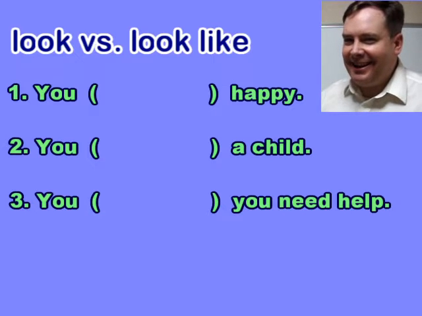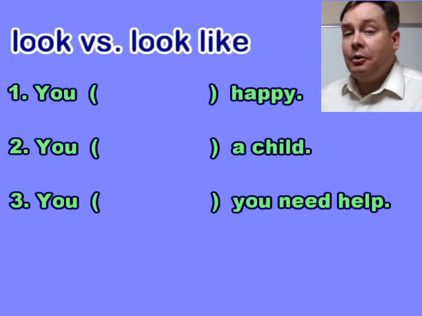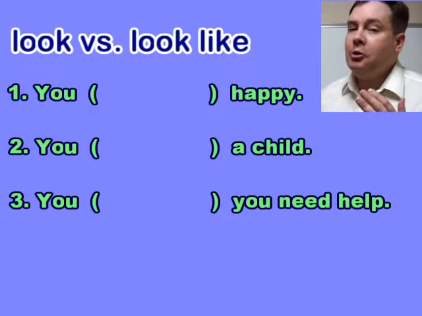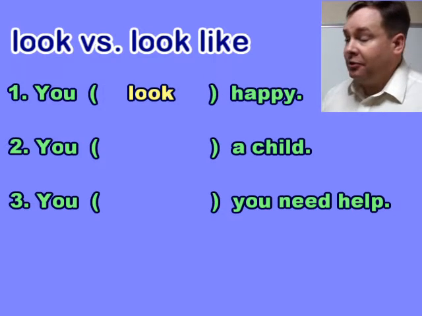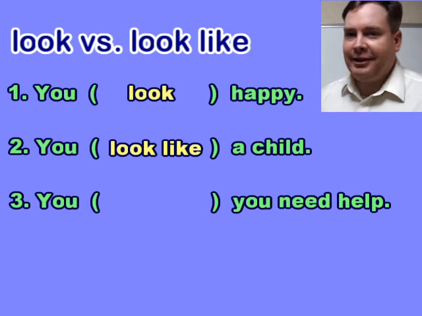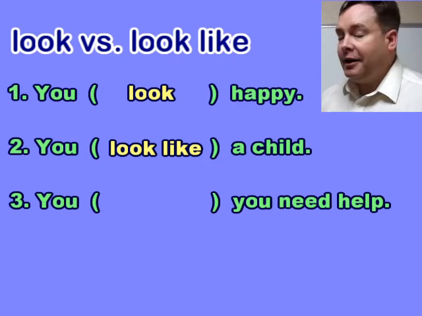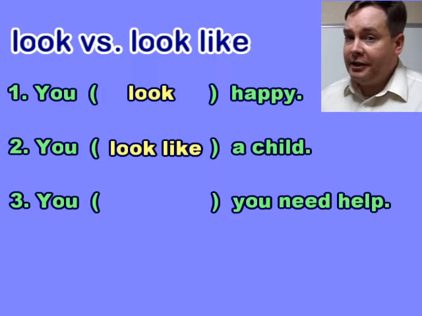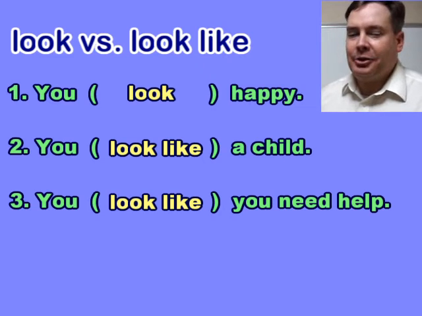Alright, ready for the test? Sentence number 1, you happy. We should say look. You look happy. Sentence number 2, you a child. Again, look like here. You look like a child. And our final sentence, you need help. Look like again. You look like you need help.